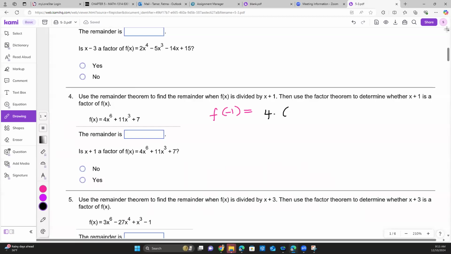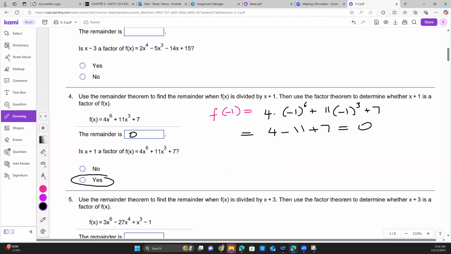So I need 4 times negative 1 to the 6th power plus 11 times negative 1 to the 3rd power plus 7. Negative 1 to the 6th power is still positive 1. 4 times 1 is 4. This is a negative 1. When I multiply it by 11, it gives me a negative 11, and this is plus 7. So that's negative 7. Negative 7 plus 7 is 0. So indeed, this time the remainder is still 0. That makes x plus 1 a factor of this polynomial.